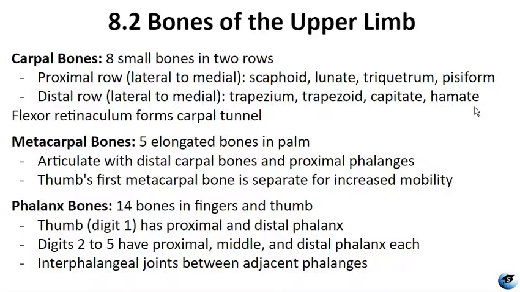The phalanx bones are the finger and thumb bones, totaling 14. The thumb comprises a proximal and distal phalanx, while the other digits, 2 to 5, each have a proximal, middle, and distal phalanx, and between these bones lie the interphalangeal joints, facilitating flexion and extension movements. This hierarchical arrangement of bones in the hand is essential for its intricate movements and for its functionality.